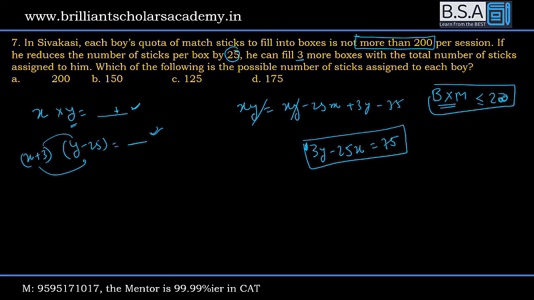So let me try and solve this through options rather. There is one way to observe here. This is a multiple of 25. This is a multiple of 25. This has to be a multiple of 25, otherwise you will not have integer values. 25 ka multiple, 25 ka multiple. So this has to be a multiple of 25. So y is a multiple of 25.